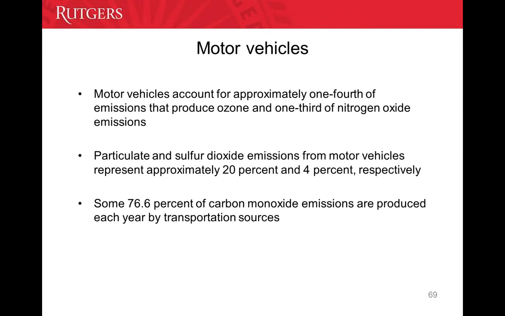So, as you might guess, the number one air pollution problem is the use of automobiles. Motor vehicles account for about 1/4 of the emissions that produce ozone, about 1/3 of the NOx emissions. Particulate and sulfur dioxide emissions from motor vehicles represent a significant amount as well, particularly the particulates, almost 1/5 or 20%. And finally, almost 3/4 of the carbon monoxide emissions are produced from transportation sources.